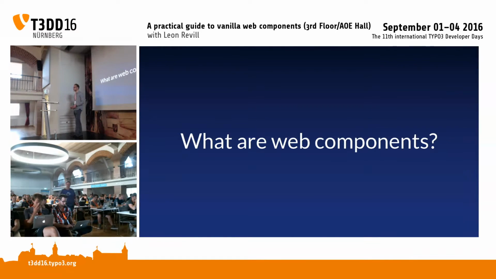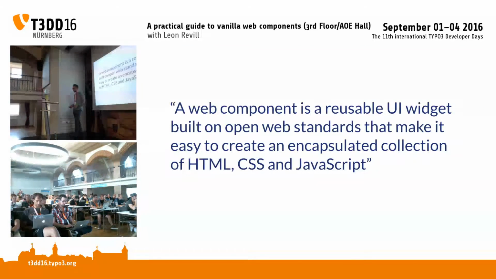First of all, let's just take a look at what exactly web components are. And I think this is a decent definition. So a web component is a reusable UI widget built on open web standards that make it easy to create an encapsulated collection of HTML, CSS, and JavaScript. So when we talk about building UI components for the web platform, we're usually talking about those three things. So HTML, which defines the markup, the structure of the thing we're building. CSS, which provides the visuals, the look and feel of the thing we're building. And then the JavaScript, which provides the actual functionality of the thing we're building. So using the web component specifications, it gives us everything we need to easily create a truly encapsulated collection of these things that can easily be reused throughout your project.